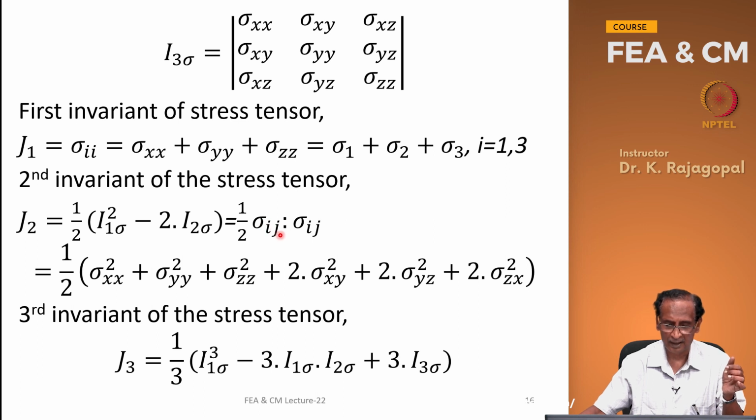And that we can also write as 1/2 the product of sigma ij and sigma ij, the term by term product, like this: 1/2 of sigma xx square plus sigma yy square plus sigma zz square plus 2 times sigma xy square, because we have 2 sigma xy's. Similarly, 2 sigma yz square and 2 sigma xz square. xz or zx both are the same. And the third invariant of the stress tensor, J3, is 1/3 of I1 sigma cube minus 3 times I1 sigma I2 sigma plus 3 times I3 sigma.